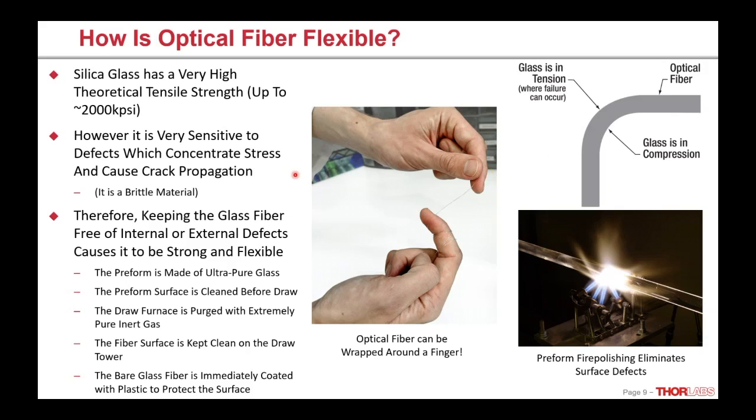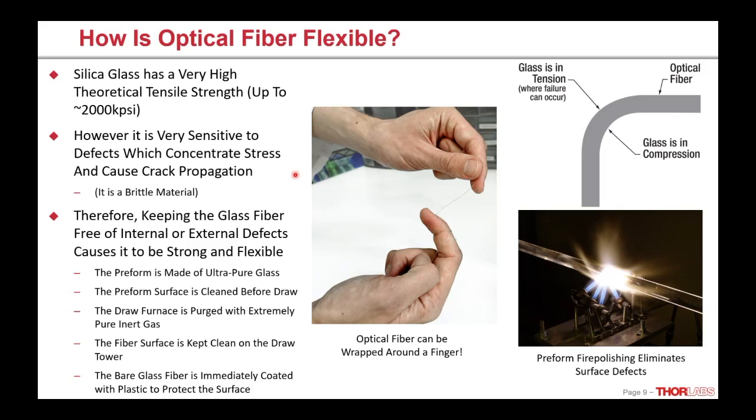So basically what we're doing here with fiber is we are keeping the glass as much as we can 100% free of internal and external defects, so that we preserve that inherent tensile strength. Some of the things we do are we make the preform out of ultra-pure glass, so there are no internal defects, no internal stress risers. We very carefully clean the preform surface to make sure it's pristine before the draw. That draw furnace where we heat the preform is kept purged with extremely pure inert gas.